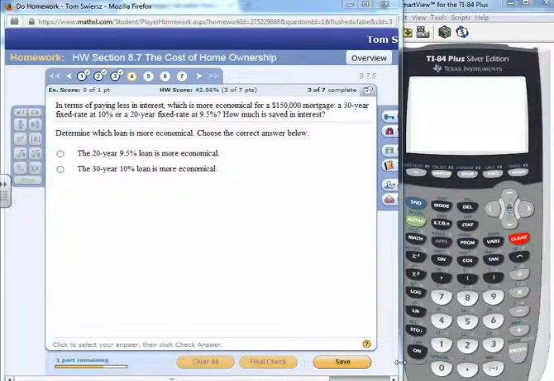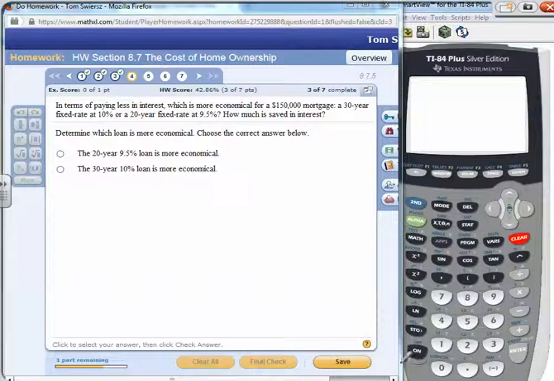Let's go ahead and do homework exercise number 4 from section 8.7. The problem states, in terms of paying less interest, which is more economical for a $150,000 mortgage, a 30-year fixed rate at 10% or a 20-year fixed rate at 9%, how much interest is saved? Now, determine which loan is more economical in terms of the least amount of interest.